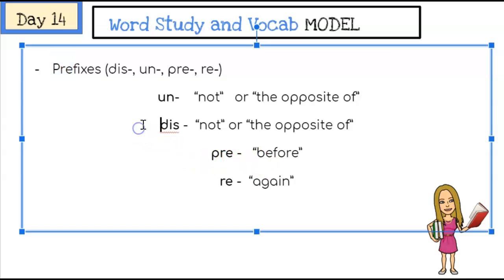Okay? Let's take a look at some of these other prefixes. Un. When you add that to the beginning of a word, it's going to change the word to mean not or the opposite of whatever that root word is. Same thing with the prefix dis. And then we've already talked about pre. When we add pre to the beginning of a word, it means before. And then the prefix re means again. So we're going to take a look at how we can change some words, and then we're going to take a look at a whole bunch of words and define the meanings.